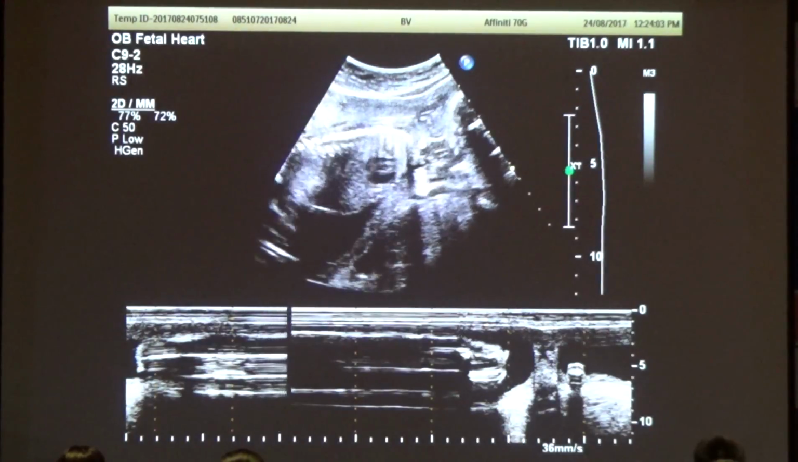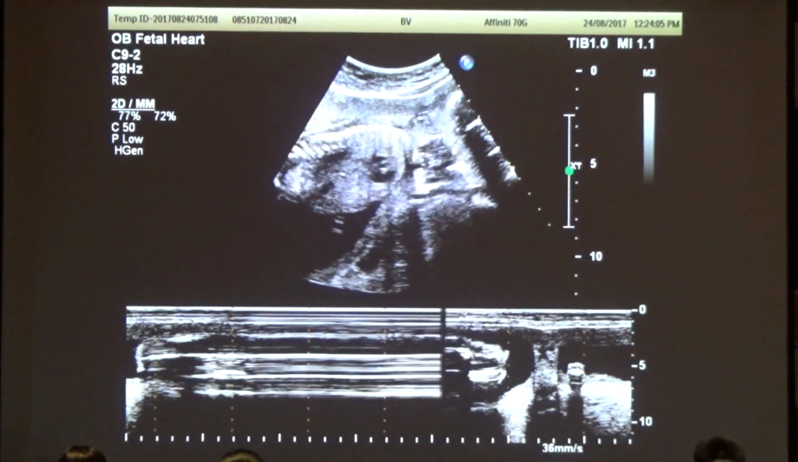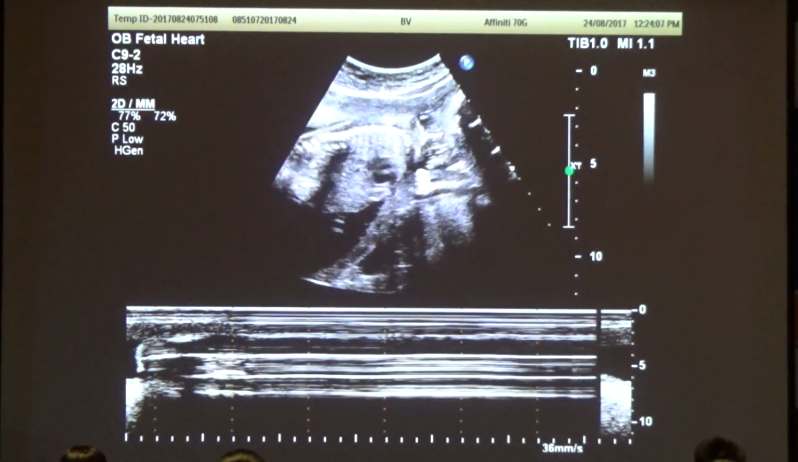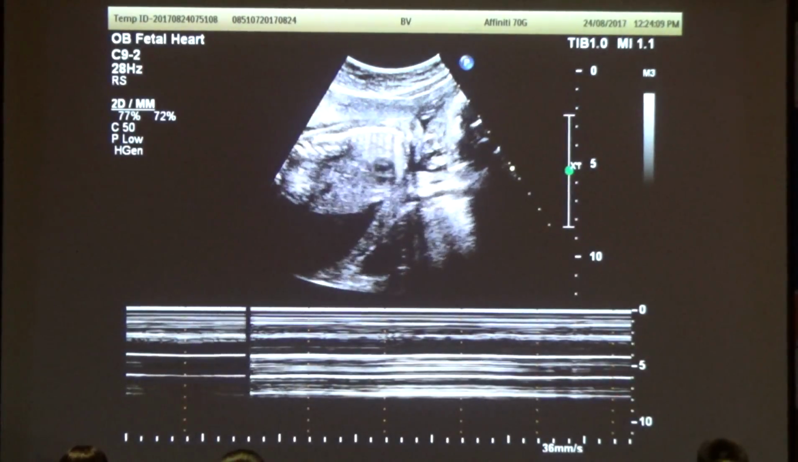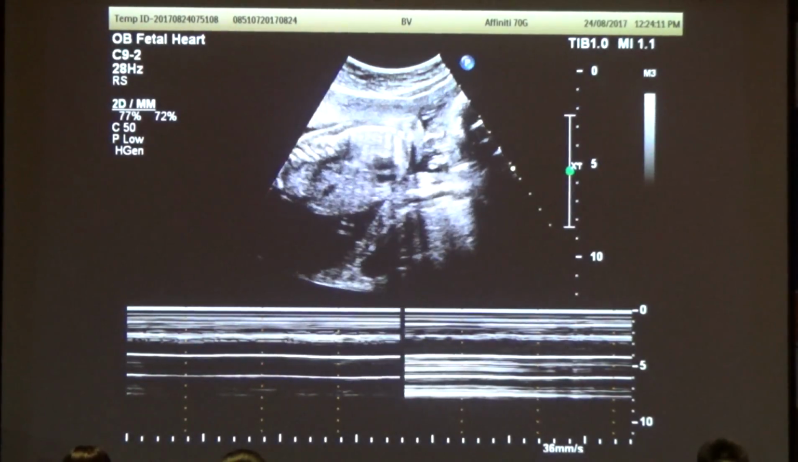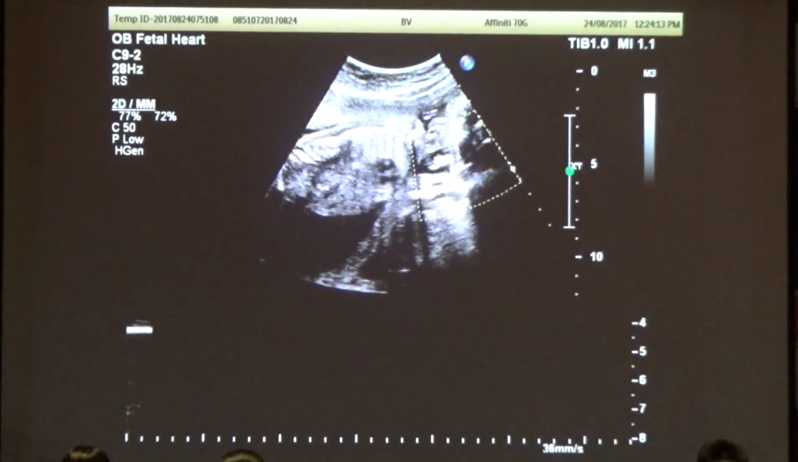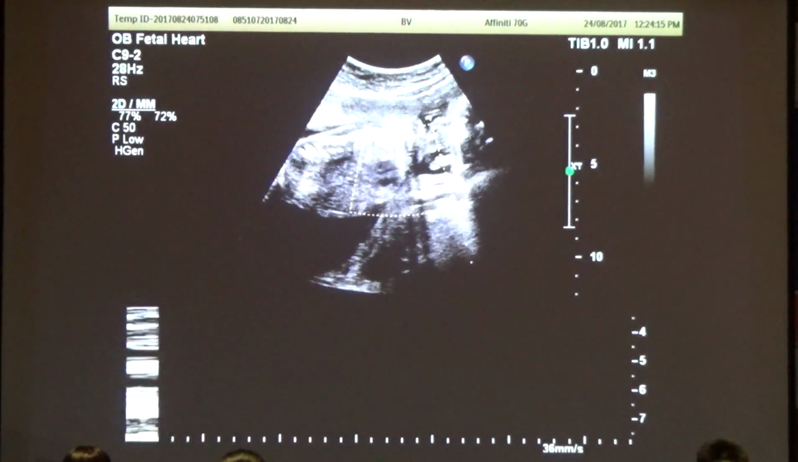Let's get... See, there's the pulmonary artery, there's the central aorta. Let's zoom in on this here. Let's go zoom. Okay, and hit zoom again.